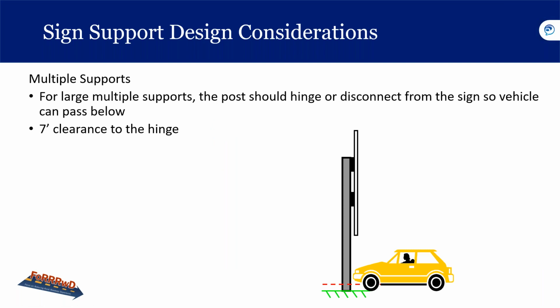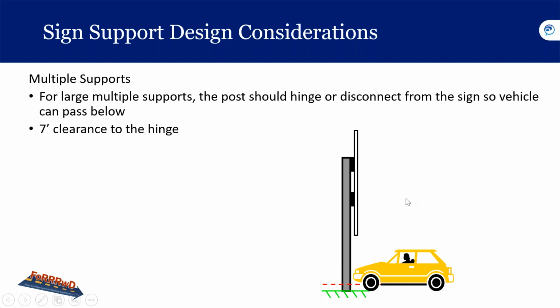And in this case, we see large signs of multiple supports also need to have a breakaway mechanism at the base and a hinge just beneath the sign panel. The hinge is located at least 7 feet above ground level so that a vehicle can travel underneath the sign panel. Keep in mind that this clearance height is measured from the ground level at the post and is different from the MUTCD requirement, where you need at least 5 feet from the top of pavement to the bottom of the sign for legibility.